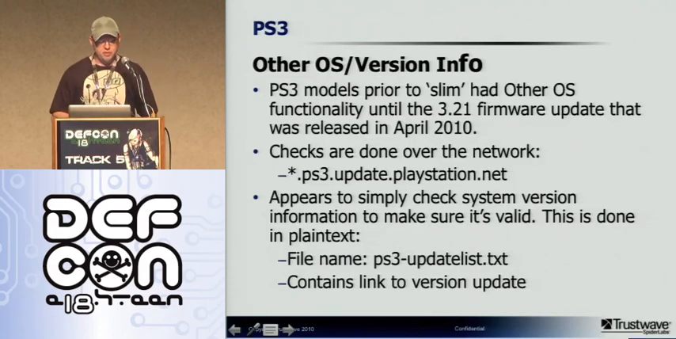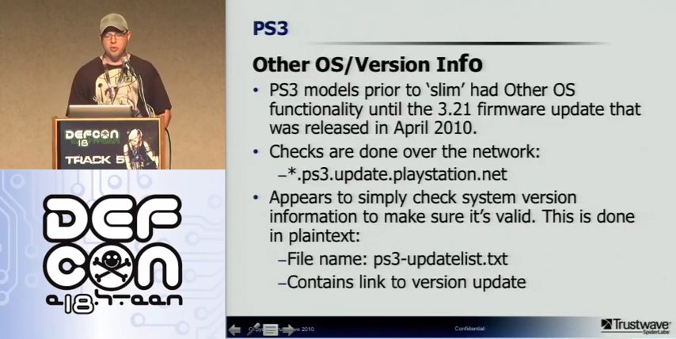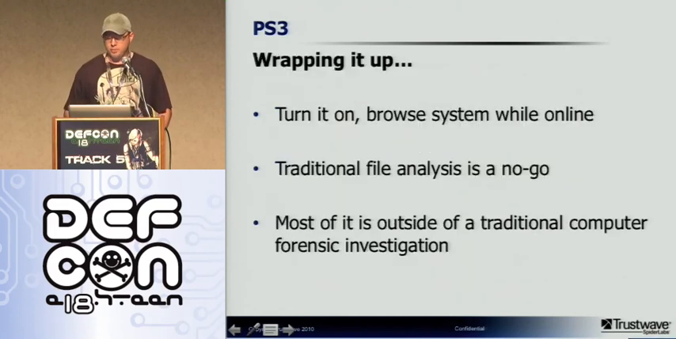Other OS version info. If you had a PCAP dump, you can determine what patch level it is. You're going to see it go out and check for updates, and it's going to download this PS3 update list.txt, and it'll tell you what version it's running and check. There's like a PUP file that you can download. So if any reverse engineers out there want to figure out what's on these updates, it's really easy because you could just go download it right to your PC. Wrapping it up, turn it on, and go.